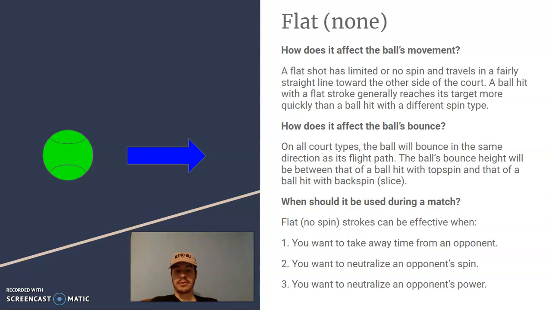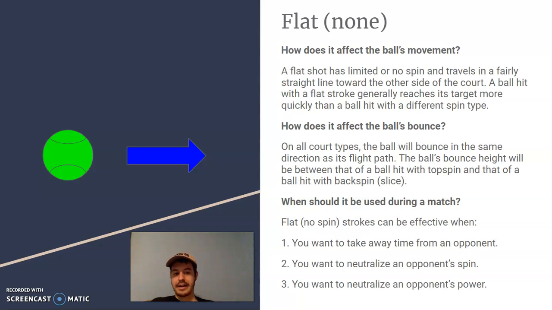Flat strokes are also really effective when you want to neutralize an opponent's spin. So if an opponent is hitting lots of topspin or hitting lots of backspin, hitting a neutral shot will kind of reduce the effect of your opponent's spin. It'll come back a little bit easier to control and keep you in the point a little bit longer.